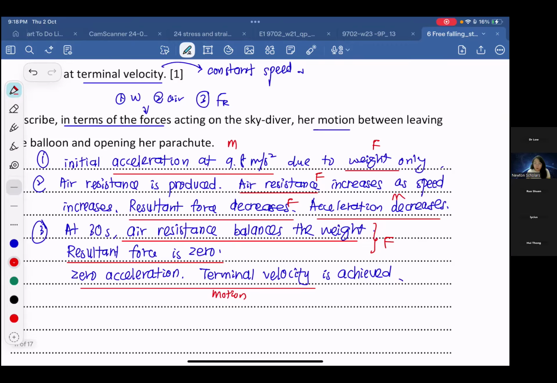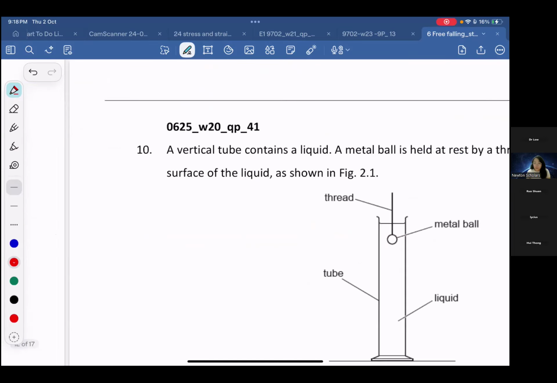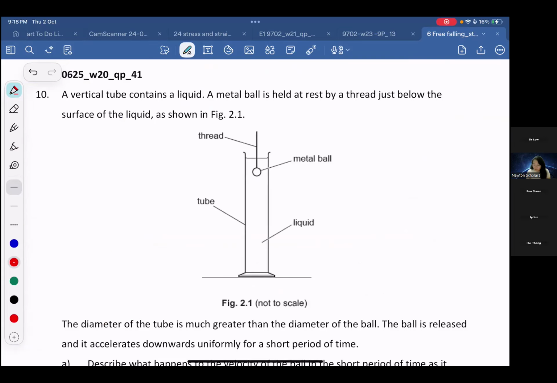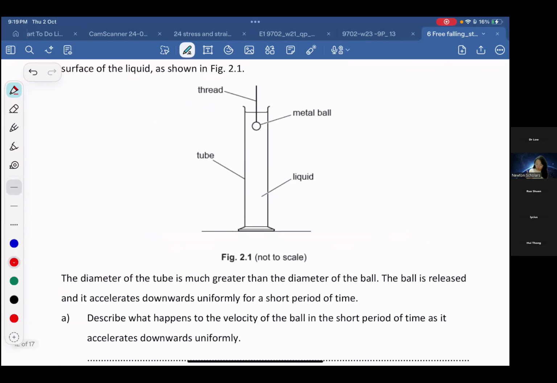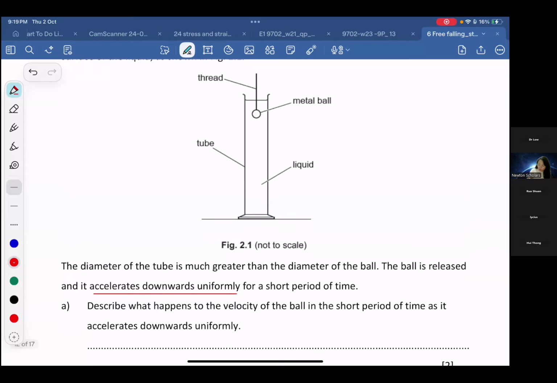Okay, boys and girls, we go to the ball. What do they want to tell us? They want to tell us that the ball won't touch your tube. Okay, it won't touch your tube, so it will not create any friction at the side. So what will be affected? Only the weight and the resistance due to the liquid. Okay, so the ball is released, so it accelerates downward uniformly. Uniform means what? Constant rate.